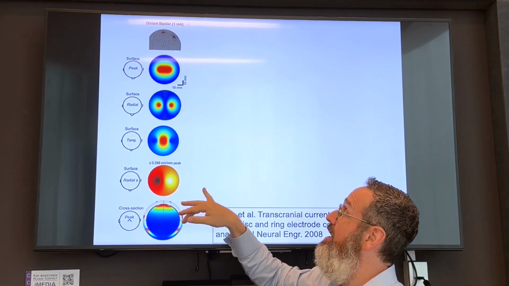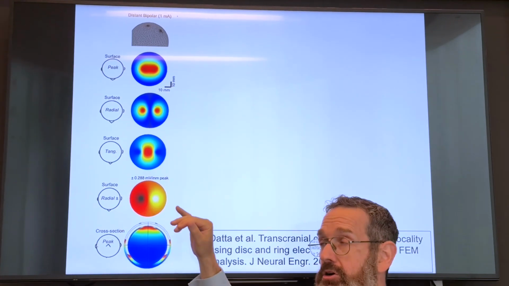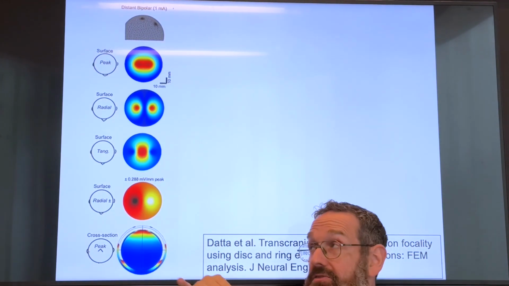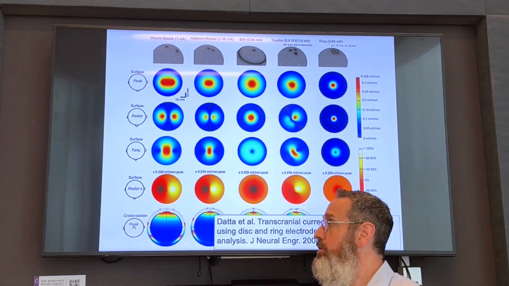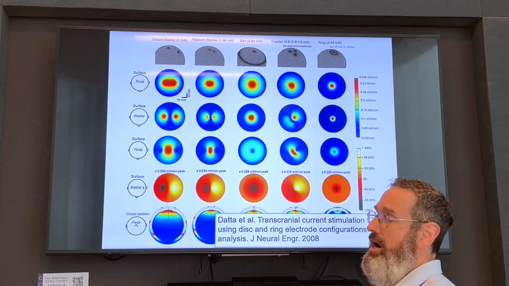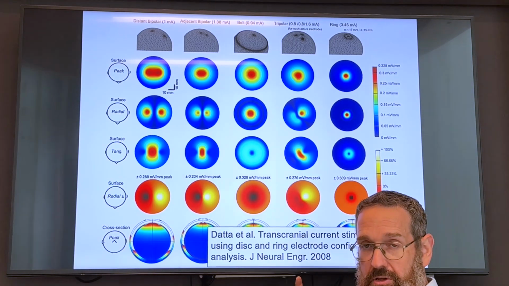So where the inward current flow is, which is under the anode, where the outward radial current flow is, which is under the cathode. And we can also think about where the current is flowing sideways, and this is the tangential as well. And really what we did in this paper is we looked at all these different montages and we asked questions about how do they affect not just the focality, but the directionality.